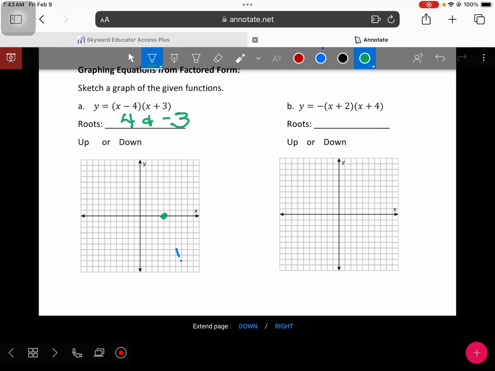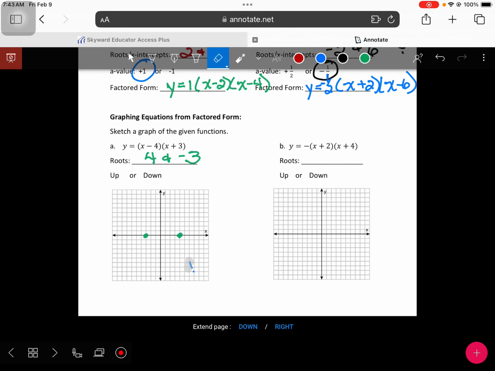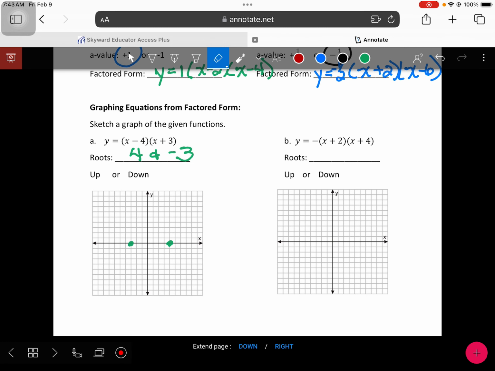So plot those on the x-axis. 4, 1, 2, 3, 4, and -3. 1, 2, 3. Is this opening up or downward? And how can you tell? Right up here, this would be your A value. So A is in front here, like right here. There's nothing there, so it's a 1 understood, right? This would be a 1. And so it has to be opening up because 1 is positive. So we know it's opening up.